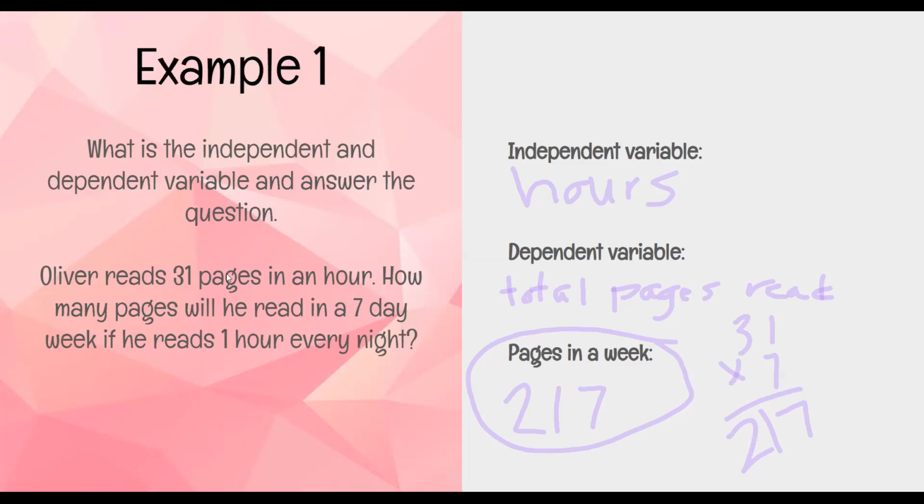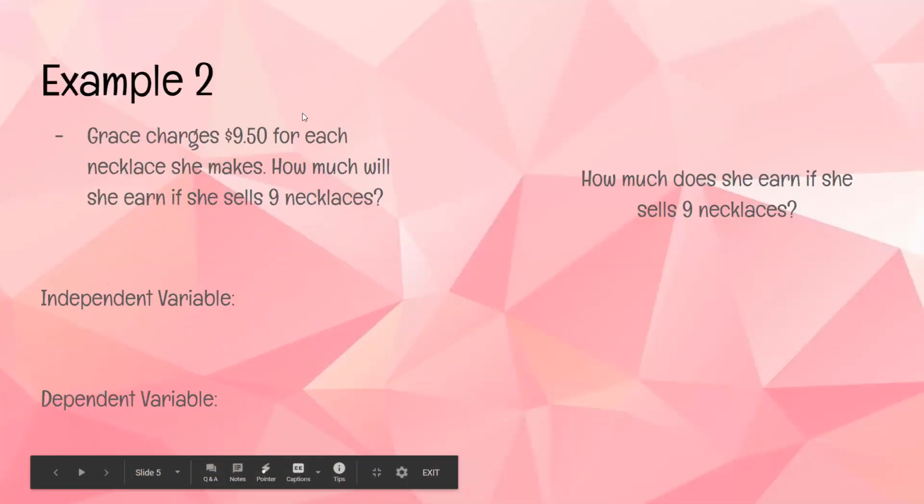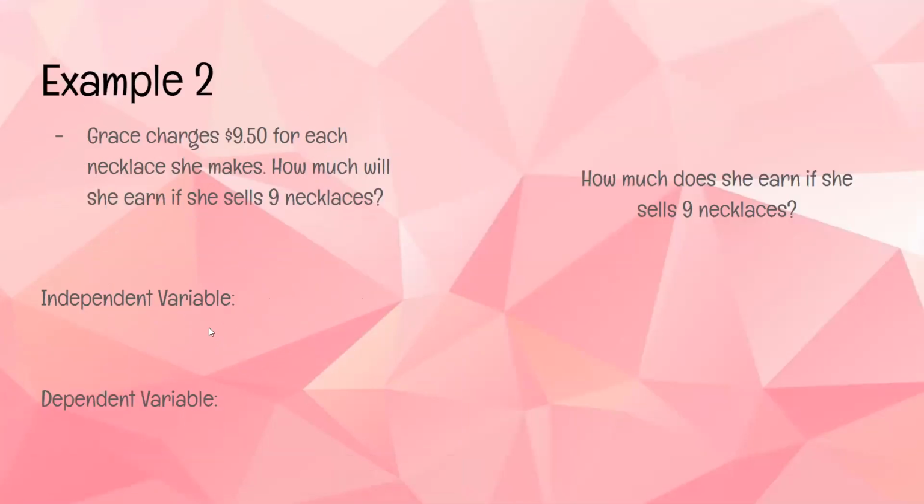So looking at example 2, let's go ahead and clear this. So example 2 says Grace charges $9.50 for each necklace she makes. How much will she earn if she sells 9 necklaces? So again, we can go ahead and do that part first.